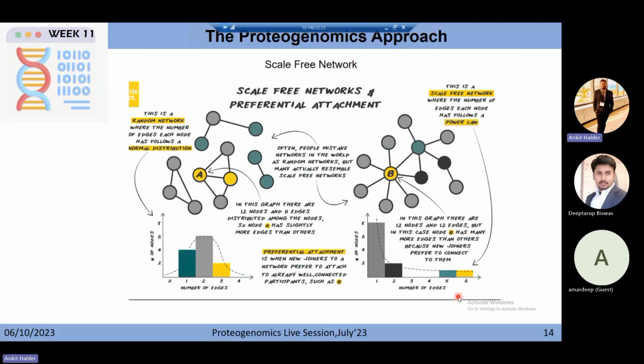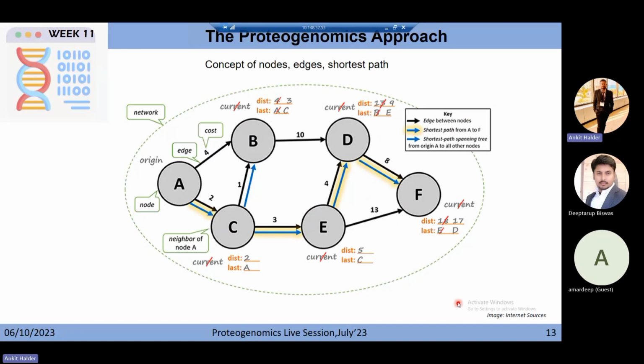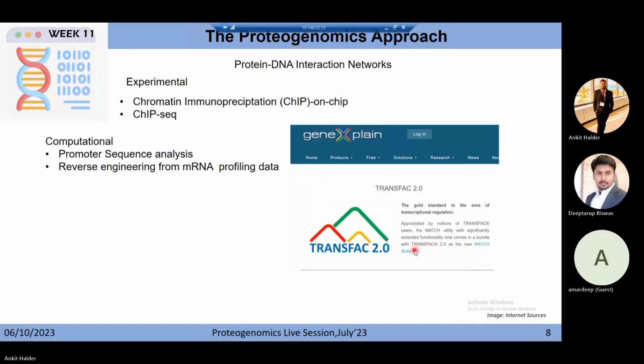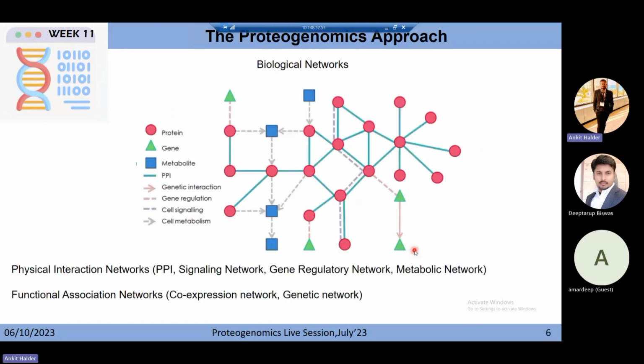Now the concept is the network we saw. For example, here we saw a network, here we saw a network, here we saw this network. So all these are networks. In fact, I'll show. So this is one network, and these are all networks.